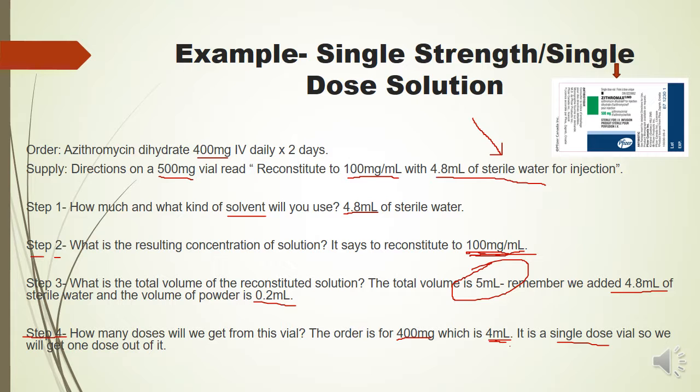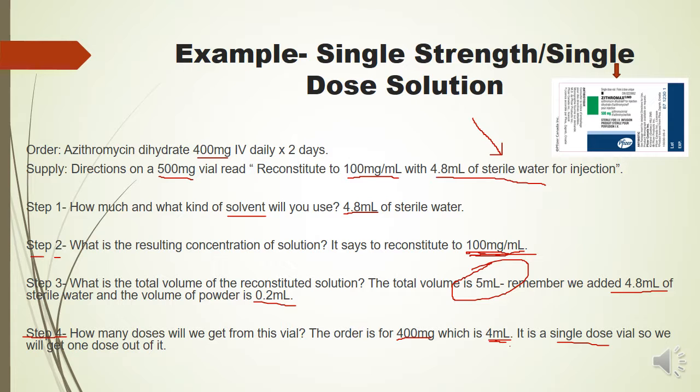Okay, so then it's going to ask us here in step 4, how many doses will we get from this vial? So if our order is for 400 milligrams, you can do this one of two ways. It's ordered for 400. Well, we know our vial only had 500 in it, so we can just logic out and say, well, obviously there's only enough for one dose. But we can also calculate how many mils would be a dose of 400 milligrams. If it's 100 milligrams per mil, 400 divided by 100 times 1 mil is going to be 4 mils.